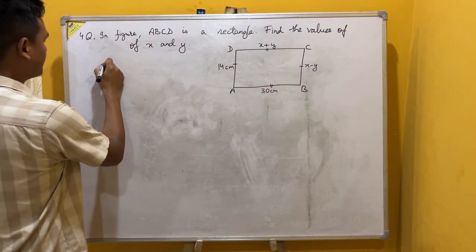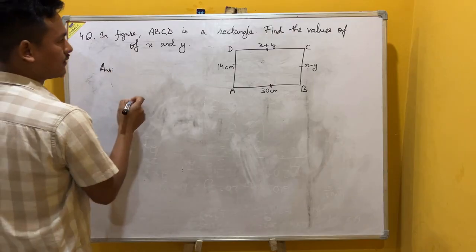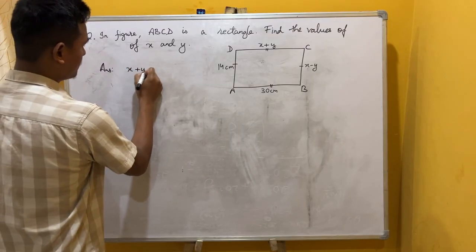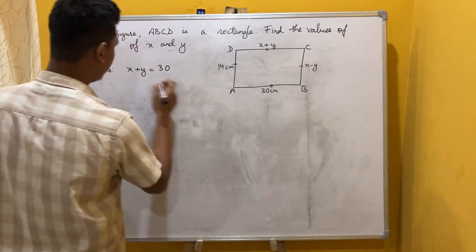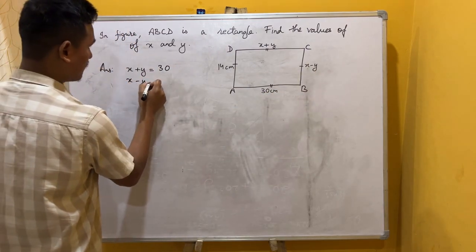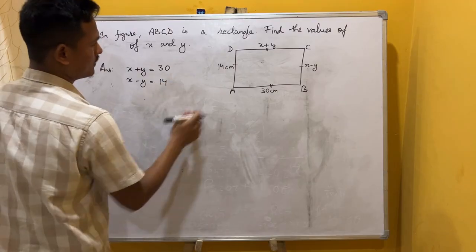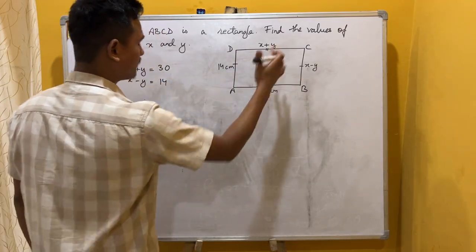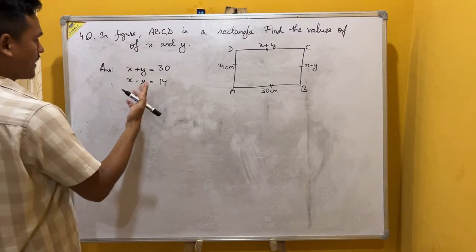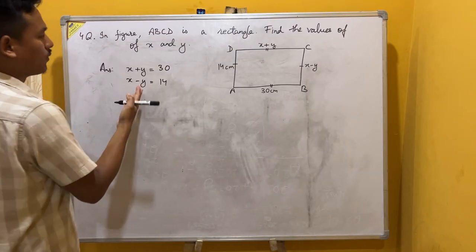So I can write x plus y equals to 30, while x minus y equals to 14. Let's say these two are breadth of the rectangle and these two are length of the rectangle. And so what do we get?